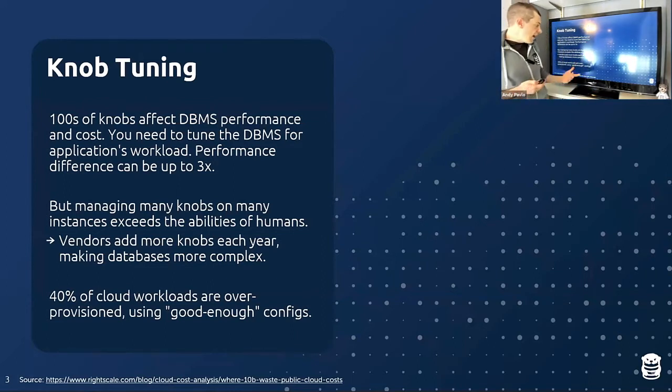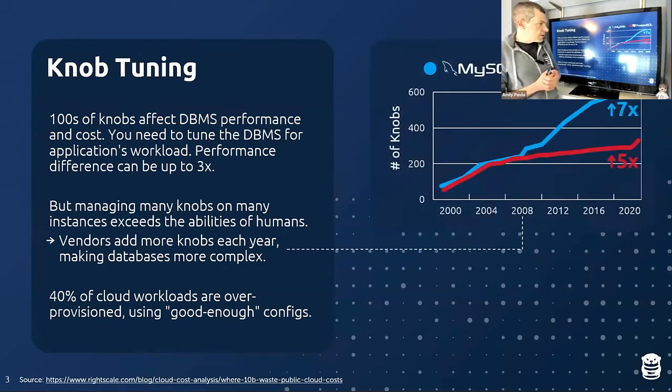So just to give you an idea how bad this problem is, my PhD student did a survey where she looked at the last 20-year release history of the 2 most popular open source databases, MySQL and Postgres. In every new release, she went and counted in the documentation how many knobs they expose. At the beginning of the century, MySQL and Postgres each had less than 100 knobs. But over a 20-year period, MySQL grew by 7x and Postgres grew by 5x. So again, there's a lot of knobs, and to set all these correctly is a difficult problem.